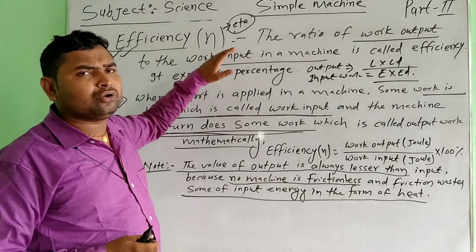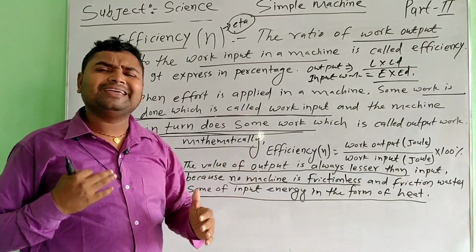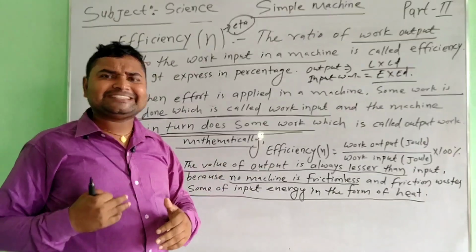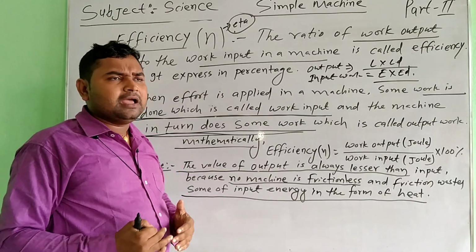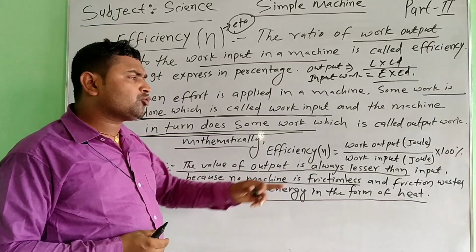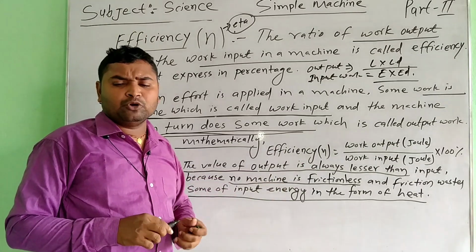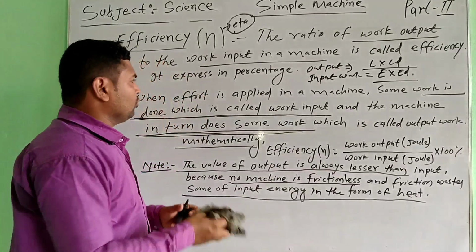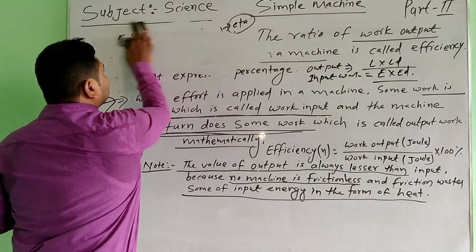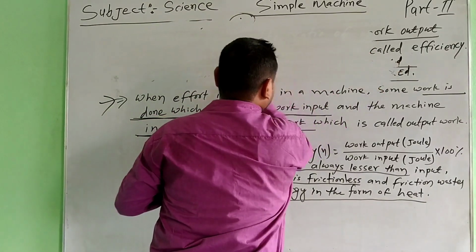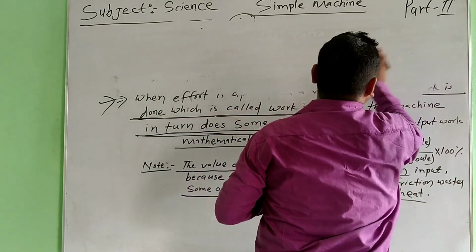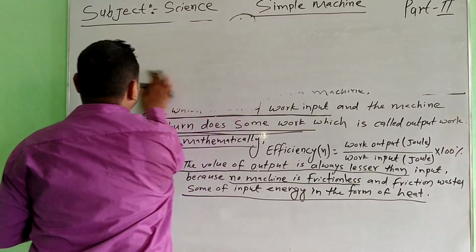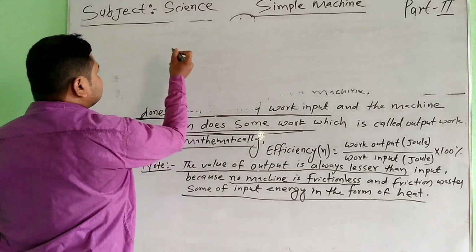So efficiency is the ratio of output work to the input work, and it is expressed as a percentage. Its formula is output work by input work. Now look here: input work and output work. Here you will see efficiency.